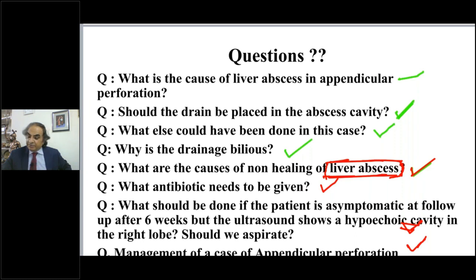Which type of infection can be persistent and is especially common in this part of the world? I cannot remember as of now. Tuberculosis? Yes, sir. And what else? Any organism which will also not let it heal? Any abscess can persist. Are there any worms, Clonorchis? Yes, worms. Fungus.